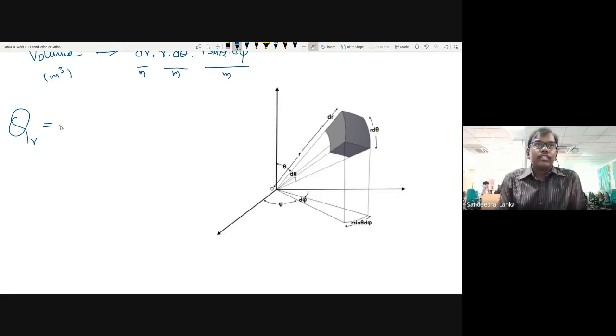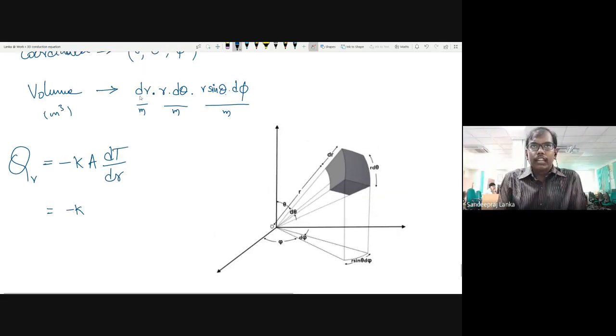Qr, according to Fourier's law of heat conduction, is minus K into A into dT by dr. You know this. What is A here? You take out r and the remaining two. The area is perpendicular to the direction of heat transfer, so this area will be perpendicular to this. So what I get here is r into d theta, and then r sine theta into d phi. That will be your area, into dT by dr is your Qr.